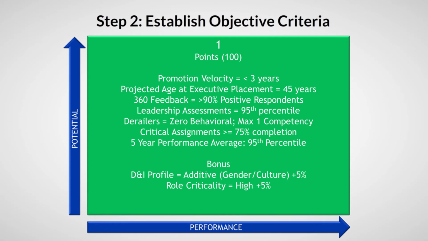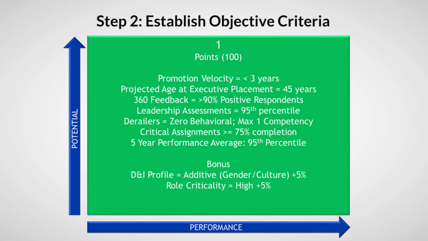Now, when you see all these data points, don't freak out. Remember, let's keep it simple. But essentially what you're trying to do is identify what are those objective data points that allow you to automatically calibrate and differentiate your top talent without requesting subjective heuristic bias input from your SMEs. As an example, for box 1, you can see we're looking at promotion velocity, their projected age when they're placed as an executive, 360 feedback, leadership assessments, their D&I profile, and so on and so forth.